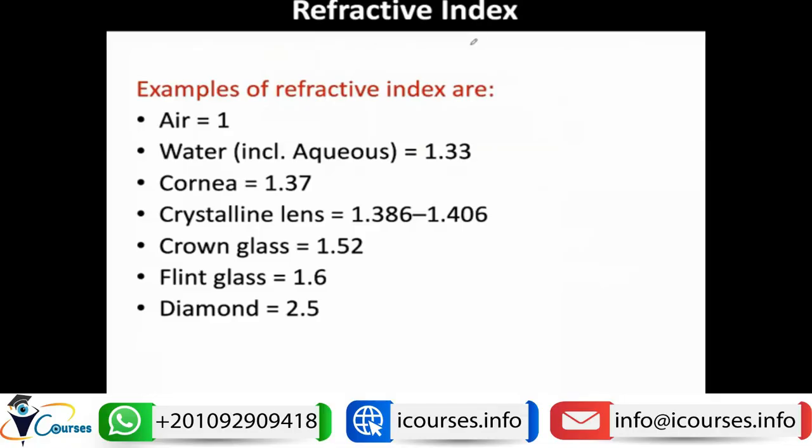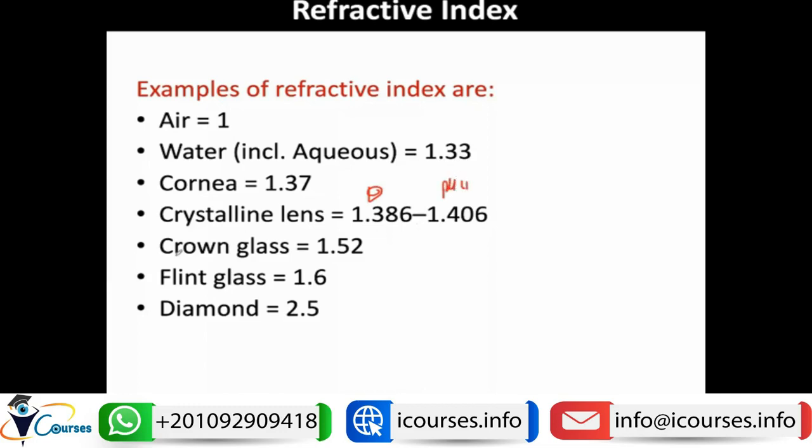So these are some examples of the refractive index. They are asked in the exam, so you should memorize these figures. The refractive index of the air is 1. The water, including the aqueous, is about 1.33. The cornea is 1.37. The crystalline lens is between 1.386 and 1.406, depending on whether it is the cortex or the nucleus.